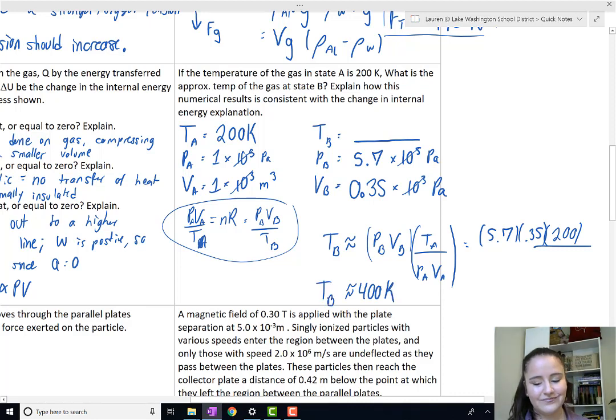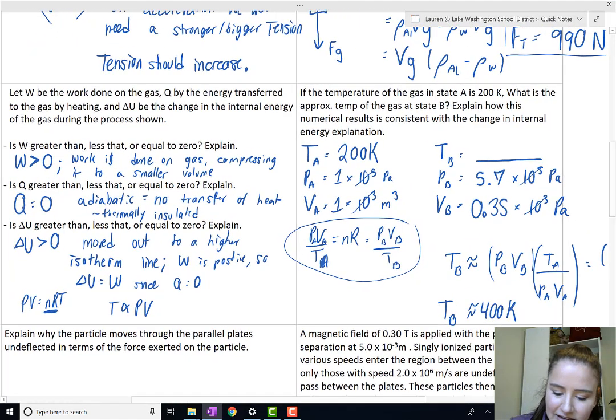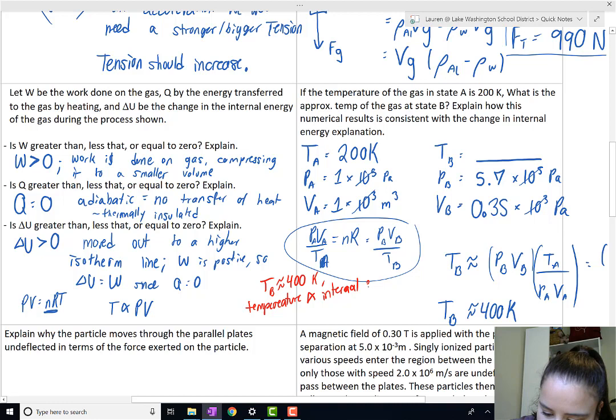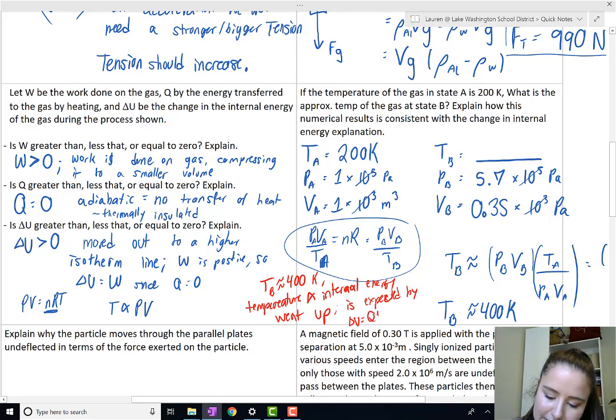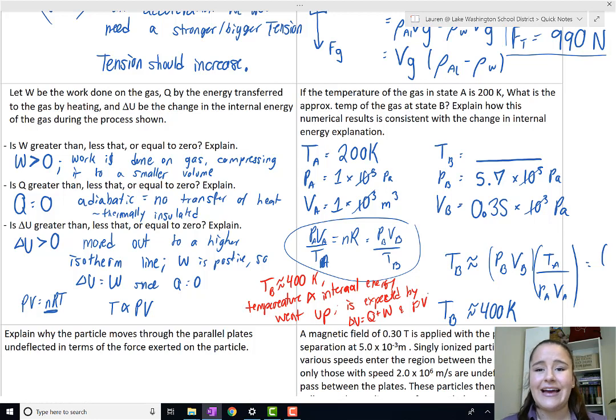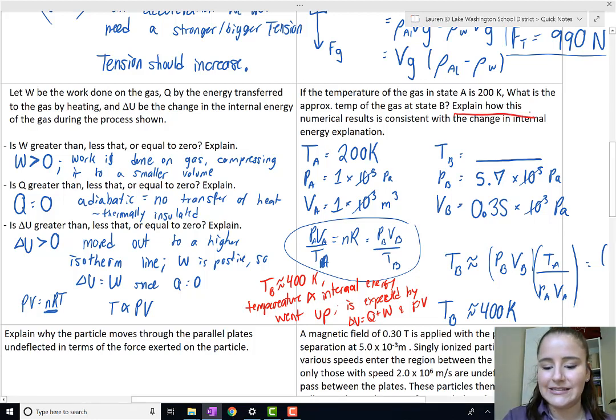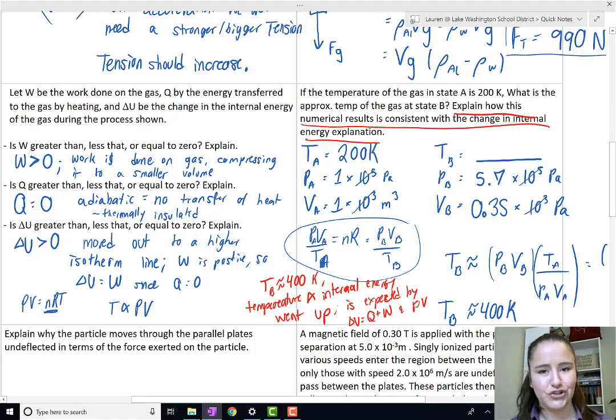Now the translation. Explain how your numerical results are consistent with the change in the internal energy. Okay, so temperature B is approximately 400 K, meaning the temperature, which is proportional to the internal energy, went up, which is expected by delta U equals Q plus W and the PV explanation or the isotherm explanation. Whichever explanation you used, it is consistent. Again, that seems like you're just repeating yourself, but it's really important to get those translations and explanations in there, especially when it says it explicitly. Make sure you explain that.